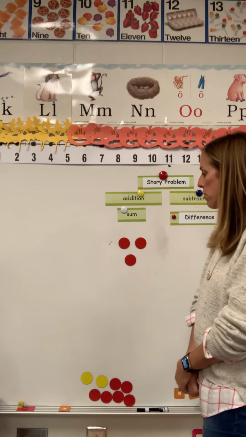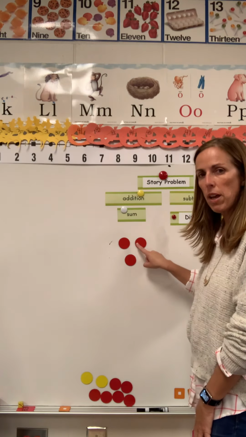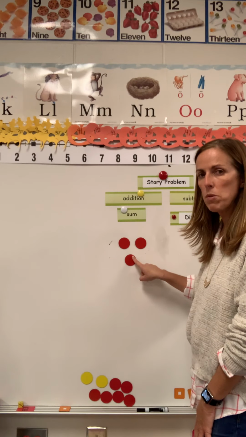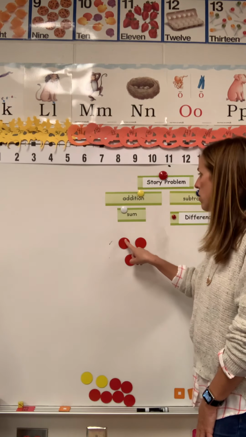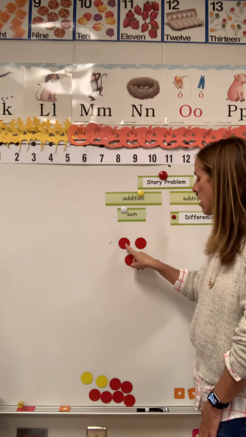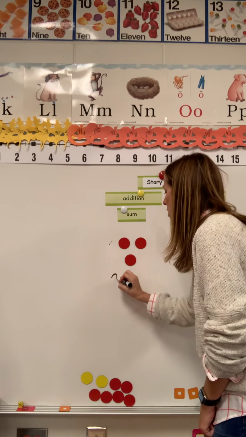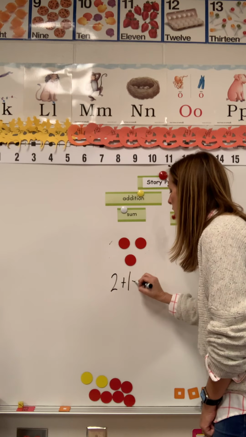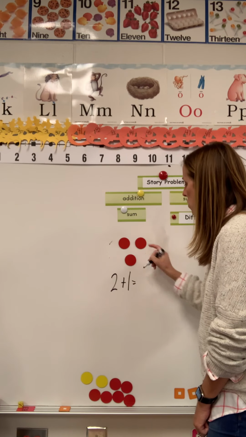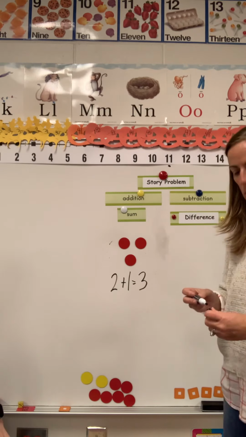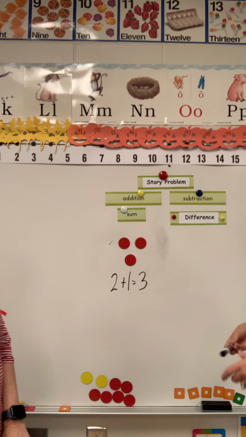Well, I think if I'm going to practice this, I have the 2 grandbabies, and you're getting 1 more, so that would be adding together. So that's addition, that's sum. So it would be 2 plus 1 equals 1, 2, 3. So 2 plus 1 is 3. That's an addition story problem.